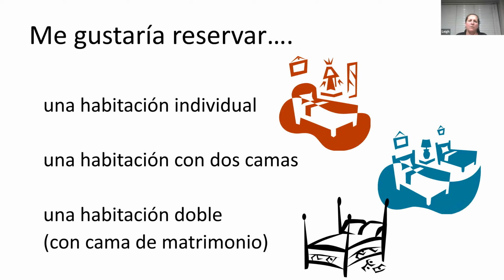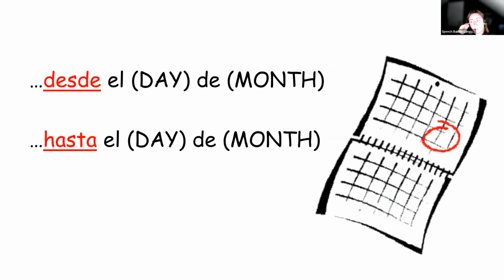Now, if you are looking to make a reservation, me gustaría reservar una habitación con 2 camas, what you would add into your sentence would be what we've just been looking at, our days of the month. So, desde el día, so it could be el 15 de junio. Desde is from, el, and then you would choose the date. El 14 de mayo. El 15 de junio. Desde is from, and then we have hasta, desde el 14 de junio.